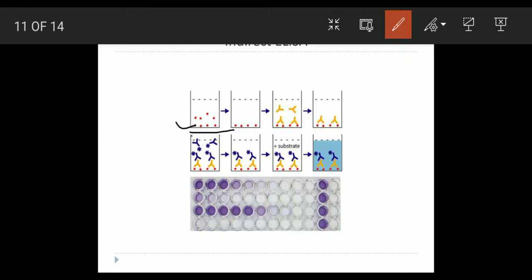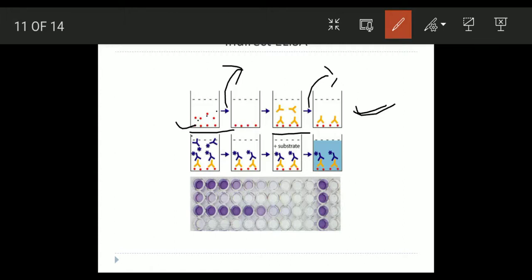There is free antigen here, and after washing, the free antigen gets washed away and only the antigen bound to the plate bottom remains. After that, primary antibody is added, and the antibody specifically binds to the antigen, and again it is washed. Here also washed, and the unbound antibody gets washed away. And we get this result: specific antibody antigen interaction.